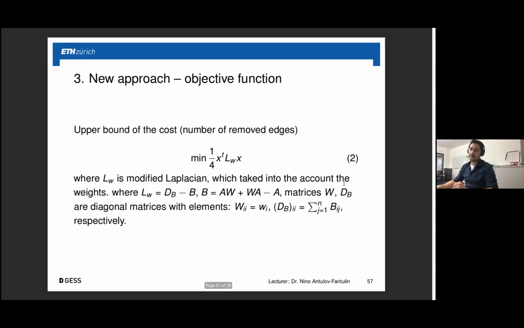And this type of problem can be connected to something that's called Laplacian partitioning. So you have to use something that's called a modified graph Laplacian. And then this is the optimization problem that we are talking about. So you would want to minimize this objective. You're having this quadratic term of a Laplacian. Okay.